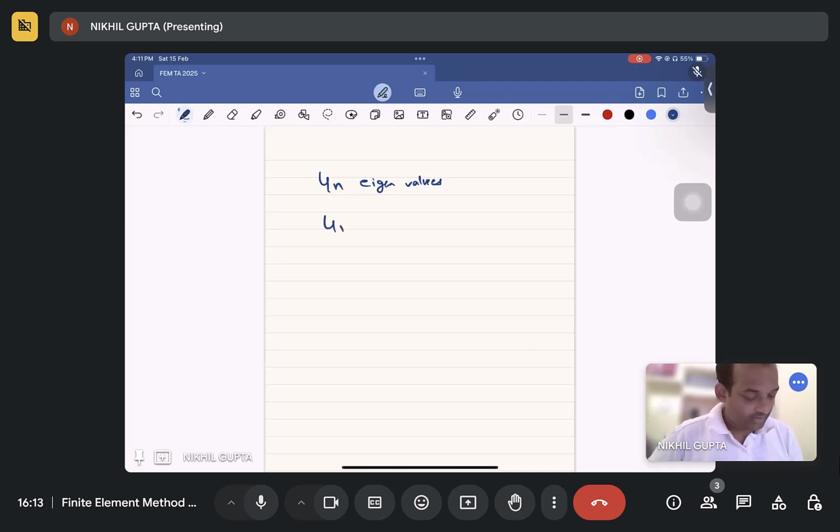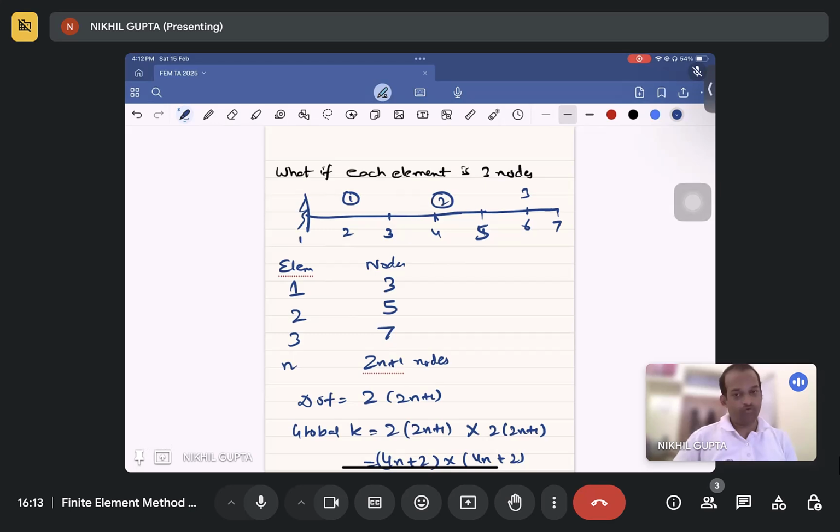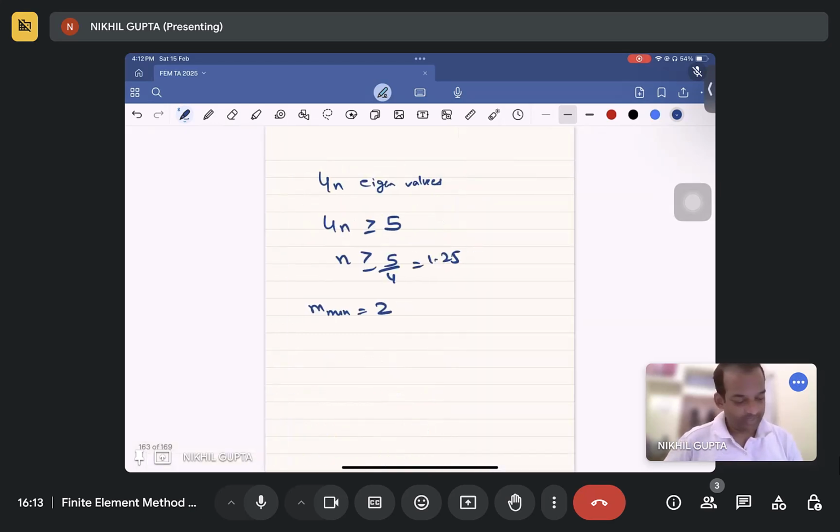If you want more than 5 natural frequencies, or 5 natural frequencies, this should satisfy and n should be greater than 5 by 4, which is 1.25. And we can say n minimum is 2. So if we are using a 3 noded element, if we want 5 natural frequencies, minimum 2 elements are needed.